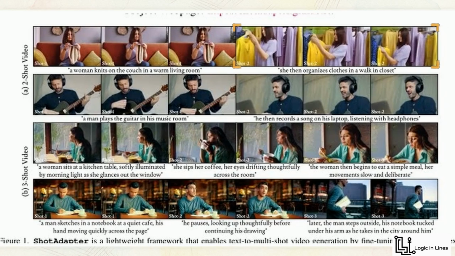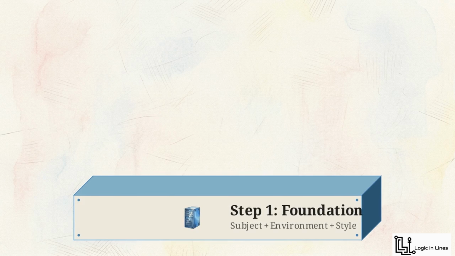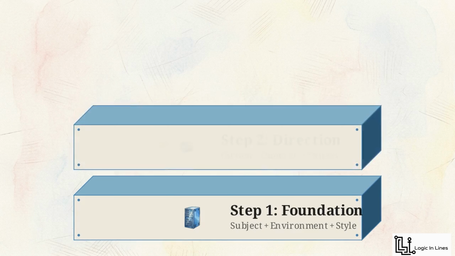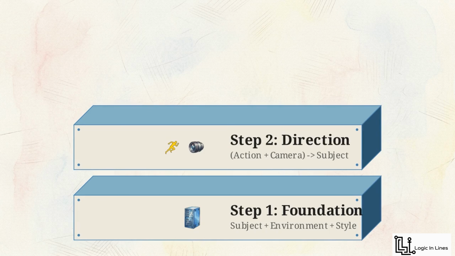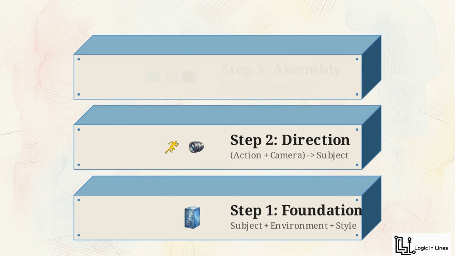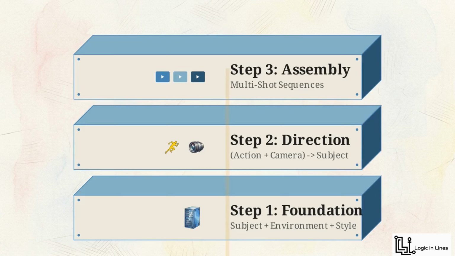Splitting actions, like knitting to organizing clothes, resets physics calculations, extending runtimes without hallucinations. Image to video maintains identity consistency, seamlessly transitioning a character from playing guitar to recording a song on his laptop. The entire system relies on stacking these methods. You build your base assets using the progressive detail approach, you animate them using the strict text-to-video or image-to-video syntax, and you stitch them together using a multi-shot sequence.